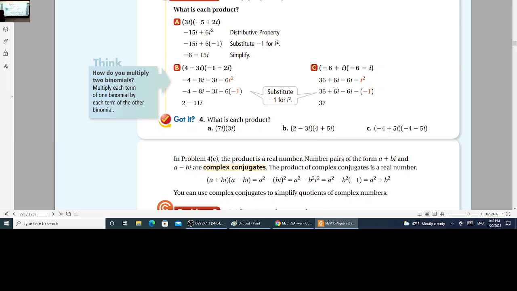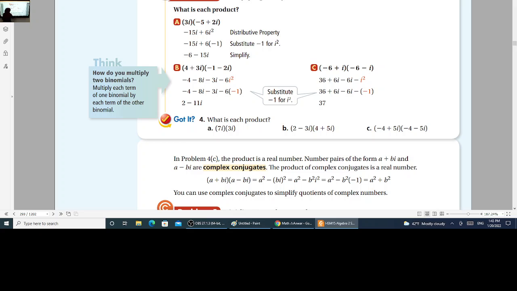Hello, in this video we will complete our lesson 4-8, which is complex numbers. Actually, we'll talk about multiplying complex numbers. What is each product of these complex numbers?